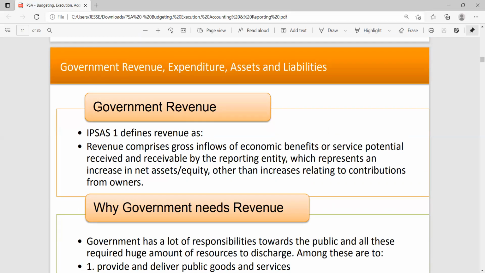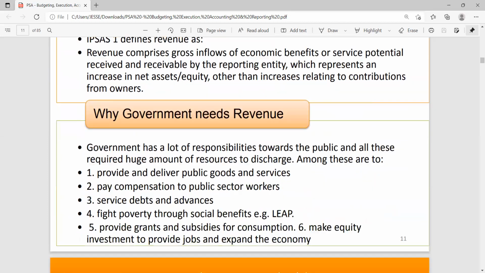Now let's read this long definition. Revenue comprises gross inflows of economic benefits or service potential received and receivable by the reporting entity, which represents an increase in net assets other than increases relating to contributions from owners. So revenue is basically gross inflows. Money coming in, generally on a general basis. That's revenue, if you want a very simple definition of that.